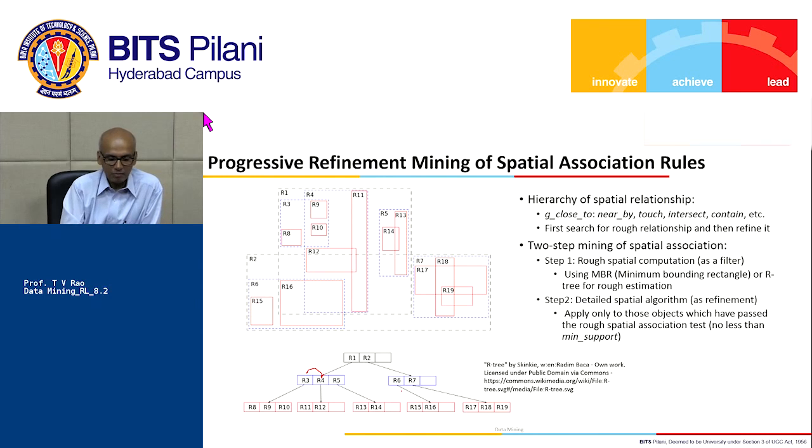R2 has R6 and R7. So it is likely that R3 is closer to R4 than to R6. So this type of relationship can be determined using this R-tree, which is a rectangle tree, constructed using the minimum bounding rectangles. So this can again be a hierarchy, or we can create a tree with multiple levels, many levels, and that will help us to efficiently mine the spatial data.